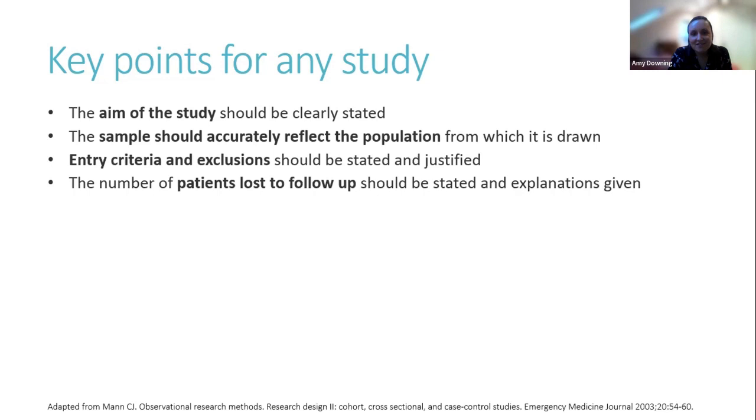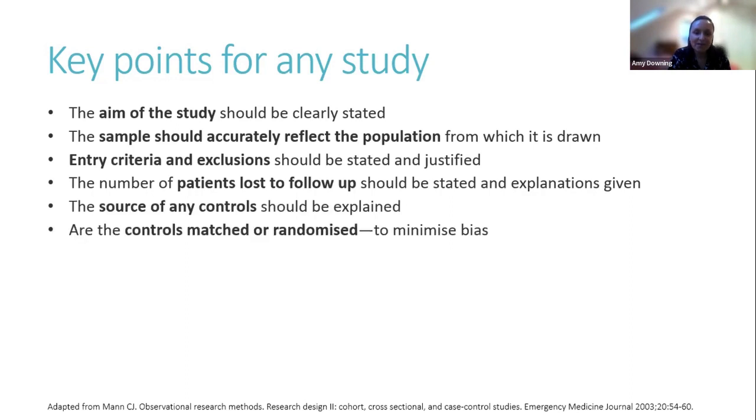Entry criteria and exclusions should be stated and justified, and the number of patients lost to follow-up should be stated. Patients may drop out of studies, as I mentioned earlier. You may find you get differential dropout. Patients may die, patients may move house and you can't contact them. There's all kinds of reasons that patients are lost, but it can have an effect on bias in the sample that you end up with.